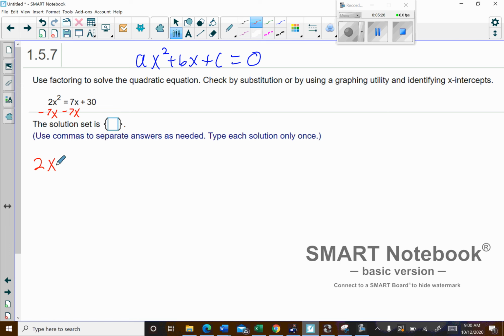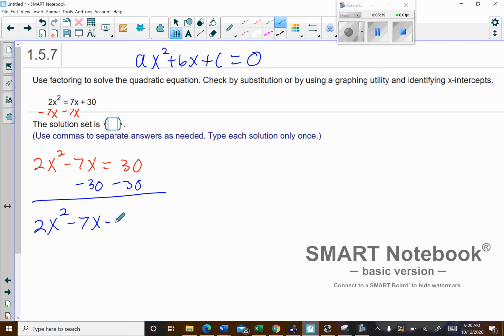So let's see, that'll give us 2x squared minus 7x equals, then I still have 30. And then I'll go ahead and subtract 30 from both sides. And so then I have 2x squared minus 7x minus 30 equals 0. So now I've got it set equal to 0.